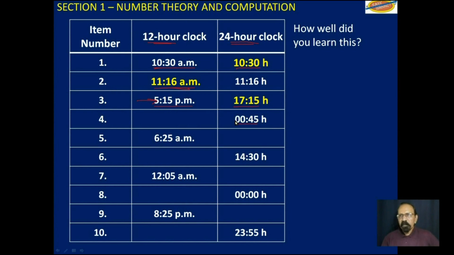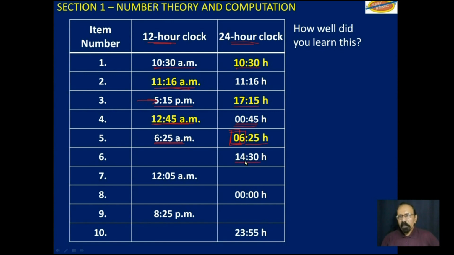This one here is 00:45 hour. This is somewhat just after midnight. So that will be 12:45 a.m. Next one, 6:25 a.m. That should be very easy. And so it is 06:25 hour. Remember to put a 0 here so that you have 2 digits for the hour.